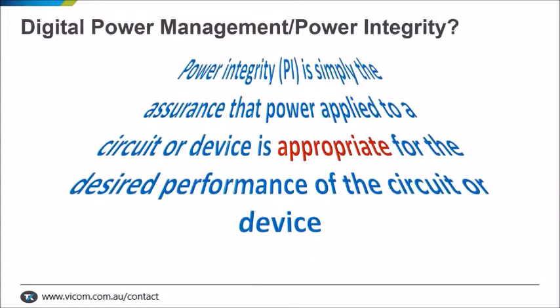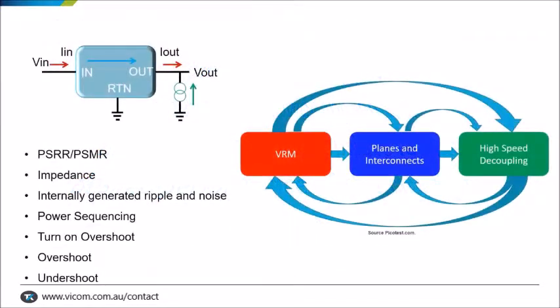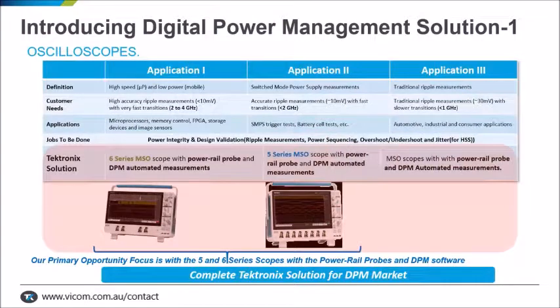Digital power management or power integrity is simply an assurance that the power applied is appropriate. It's not just keeping voltages within the limits, but you have to look at the ripple values, the interference that is happening from the high-speed serial space, the impedance measurement. So here is a quick insight as to what the measurements look like.